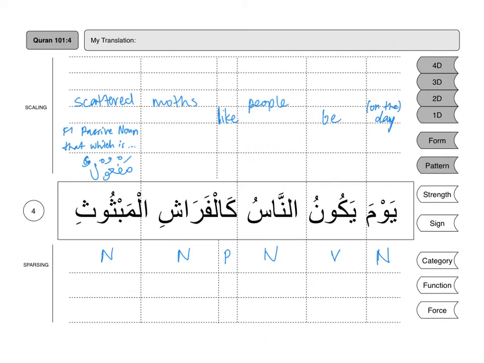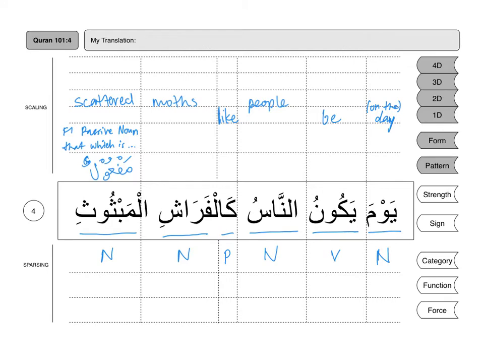Okay, we are at verse number 3 now, which is يوم يكون الناس كالفراش المبثوث. So يوم, on the day, الناس, the people, يكون, would be, ka, like, al-farash, moths, al-mabthuth, scattered. So on the day the people would be like scattered moths. So now let's take this step by step. You start with yakunu. Yakunu is a verb, right?